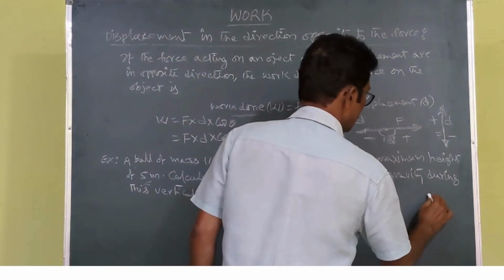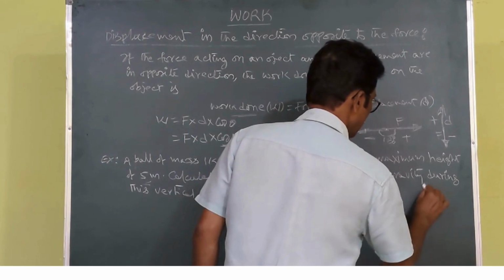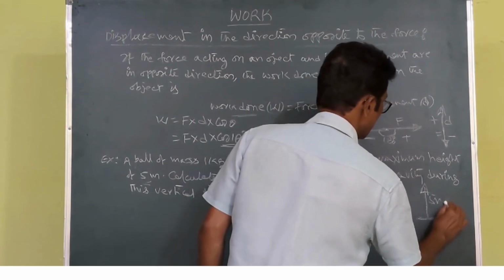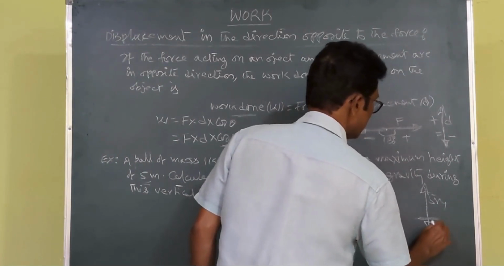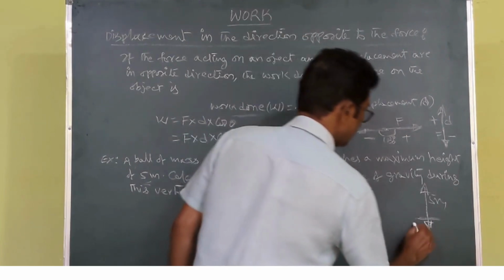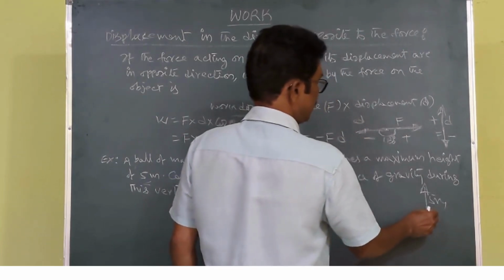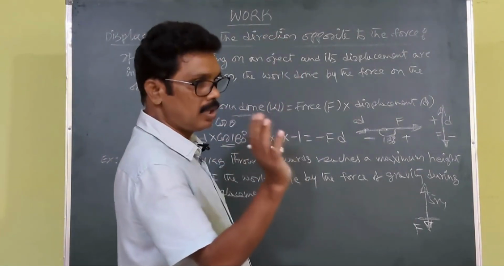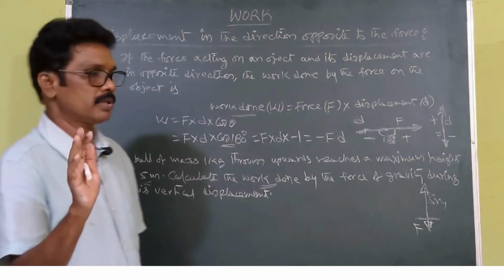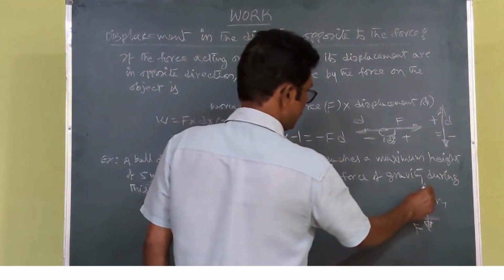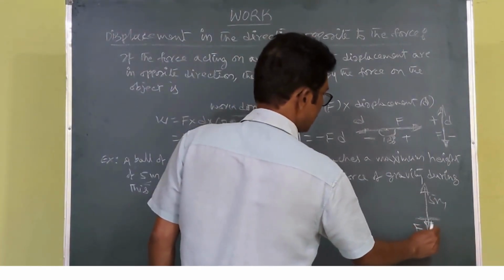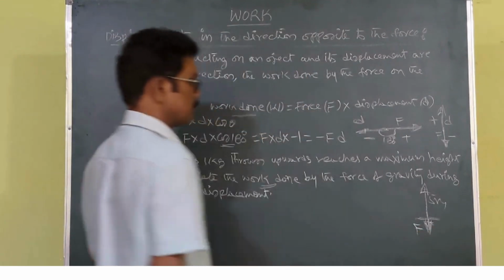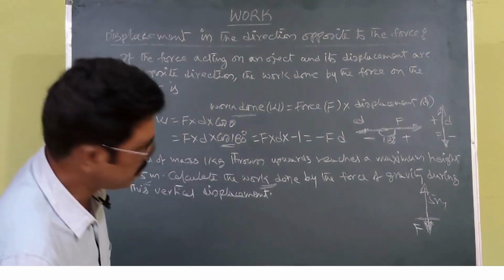The ball is displaced upward from here. Let us assume this is 5 meters. The gravitational force is pulling in this downward direction. Obviously, to push the ball upward we apply some force by hand, but the hand-applied force is not taken into consideration. We are only calculating the displacement because of the acceleration due to gravitational force of the earth. Now we can solve this problem.